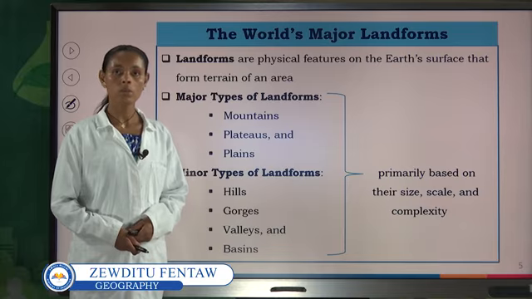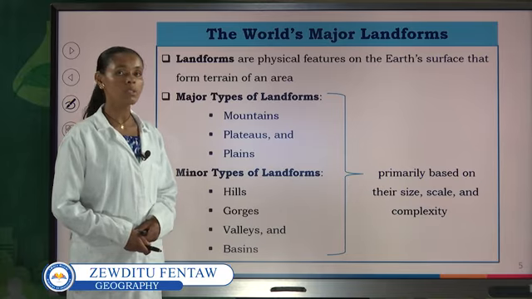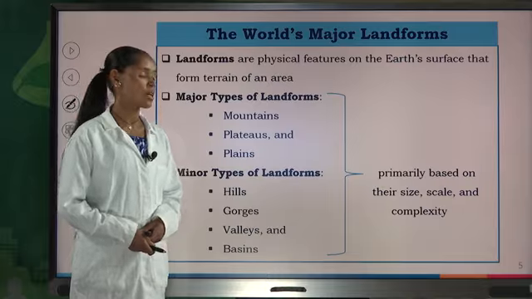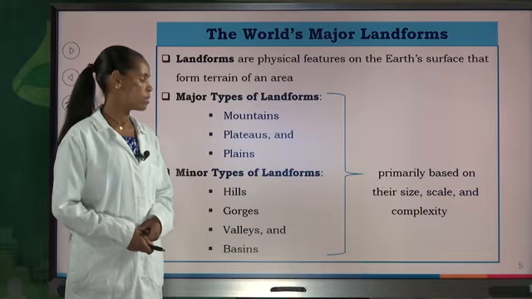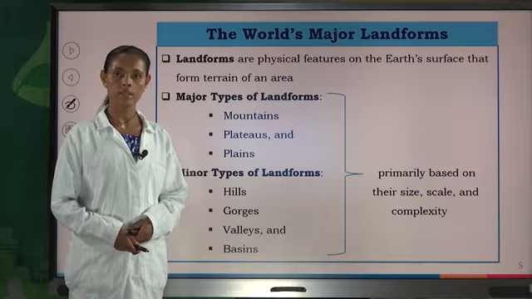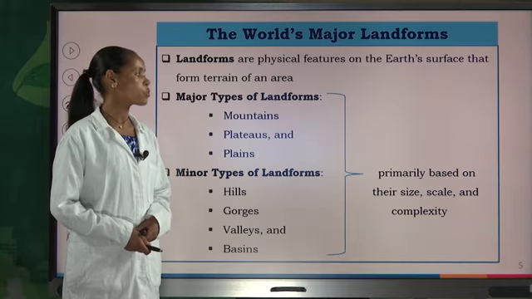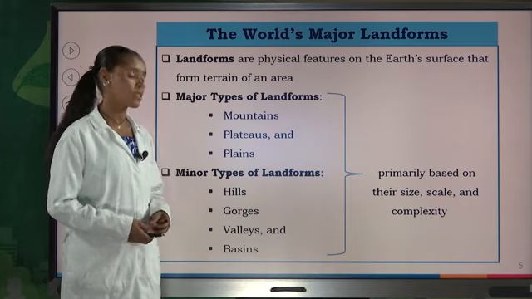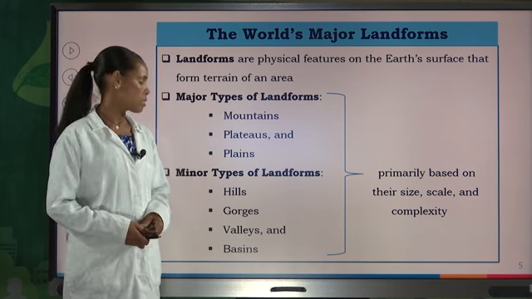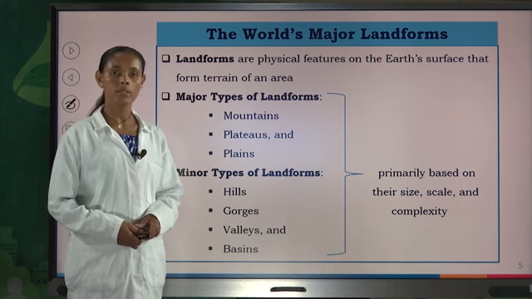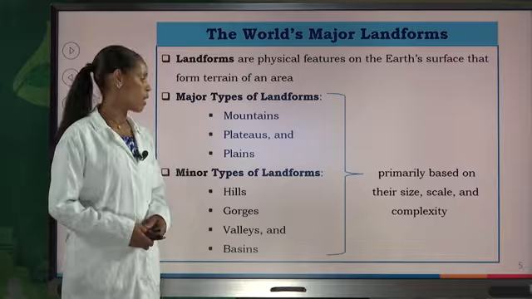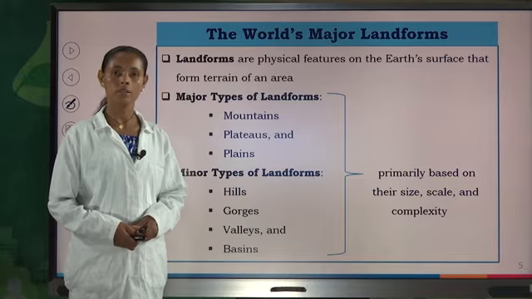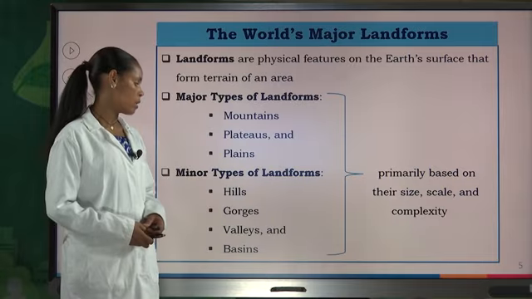The world's major landforms are physical features of the Earth's surface that form the terrain of an area. They are individual Earth's surface features. Primarily based on their size, scale, and complexity, the landforms of the world can be divided into major types of landforms and minor types of landforms. Mountains, plateaus, and plains are the three major examples of major types of landforms, whereas hills, gorges, valleys, and basins are the major examples of minor types of landforms.